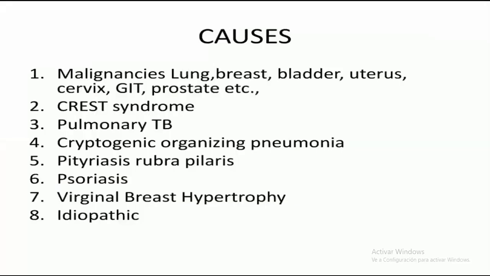This shows the resemblance between wood grain seen in the image on the left side and Erythema gyratum repens in the image shown on the right side. The causes of Erythema gyratum repens are: 1. Malignancies. The most common malignancy reported to cause this is lung cancer. The others are breast cancer, bladder cancer, uterus, cervix, GI, and prostatic malignancies.